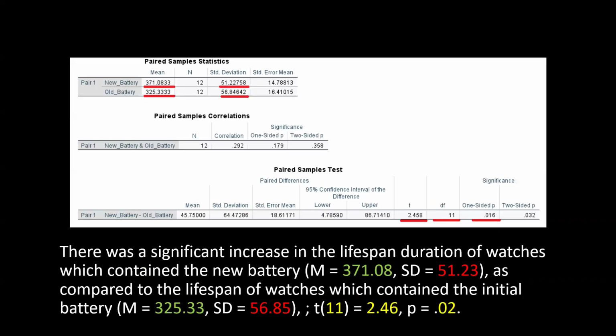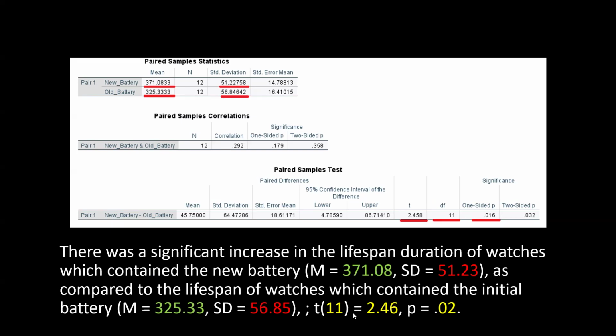So here's our output, new battery, old battery. And so we can say, based on the p-value, there was a significant increase in the lifespan duration of watches which contained the new battery. Here's the mean for the new battery. Here's the standard deviation for the new battery, as compared to the lifespan of watches which contained the initial battery. Here's the old battery's mean. Here's the old battery standard deviation. Remember, two significant figures, okay?